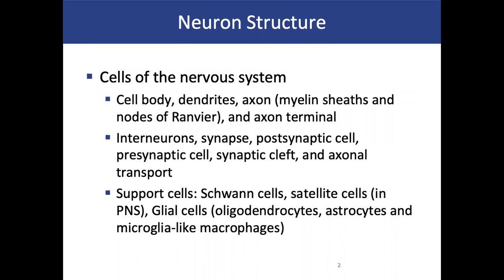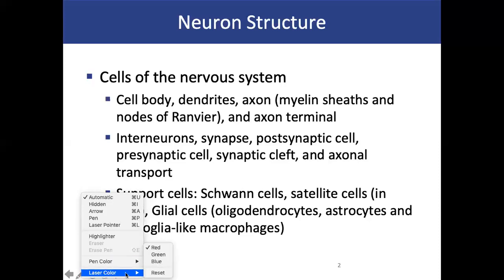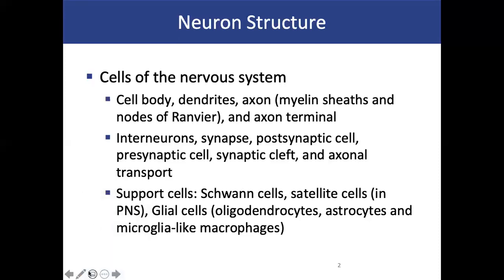All right, so cells of the nervous system are typically the cell body and the dendrites. Let me get the laser pointer for you guys. We'll do green. Okay, so the dendrites get the signal from other nerves, then the impulse goes to the cell body, then the axon, and an axon terminal region.